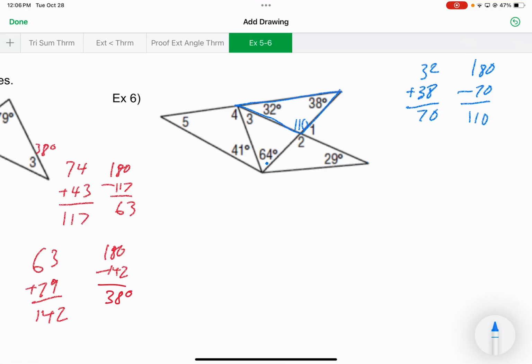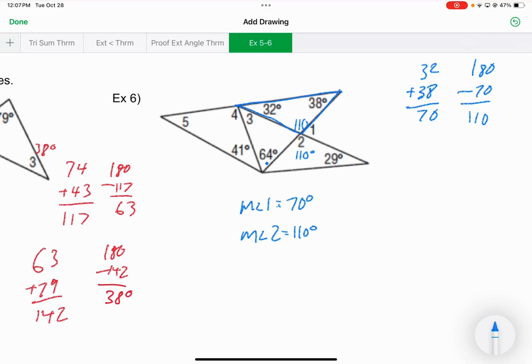29 plus 110. Am I on something? No, you're good. So you said 2 is 110, because it's a vertical angle, right? And then you add those. Yep. Before we do that, though, let's figure out what 1 is. That makes a linear pair.